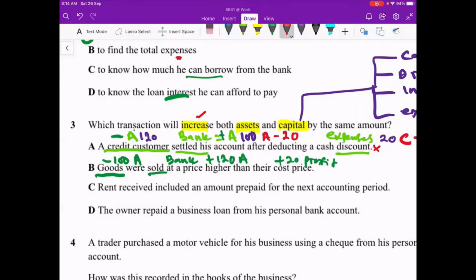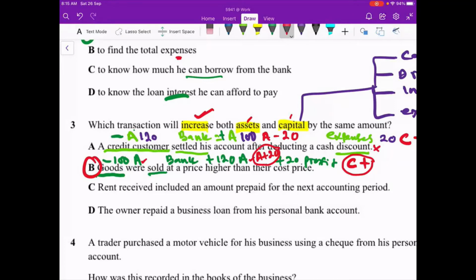So now we check the effect. Profit or income increase, your capital will be increased. Your asset 100 negative, asset 120 positive. So overall my asset will be increased by 20. My asset increases, my capital also increases. The question is asking asset increase, capital increase. So in this transaction, B is the answer. Okay, we check C and D also.